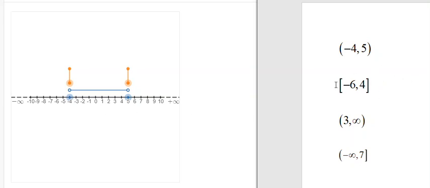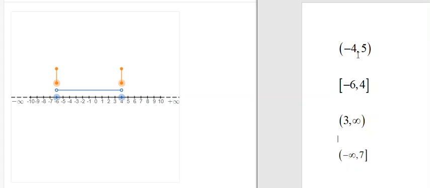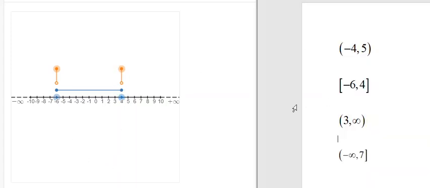The next one, we want to go from -6 to 4. So let's move this to -6, move this to 4, and the next thing you need to notice is that there are brackets. Since there are brackets, we need this to be closed and this to be closed on 4. So we're going to take the orange switches again, and right now it is open. You're going to move it up to close it. And so now we're going from -6 to 4 with brackets. So that's how you would graph that.